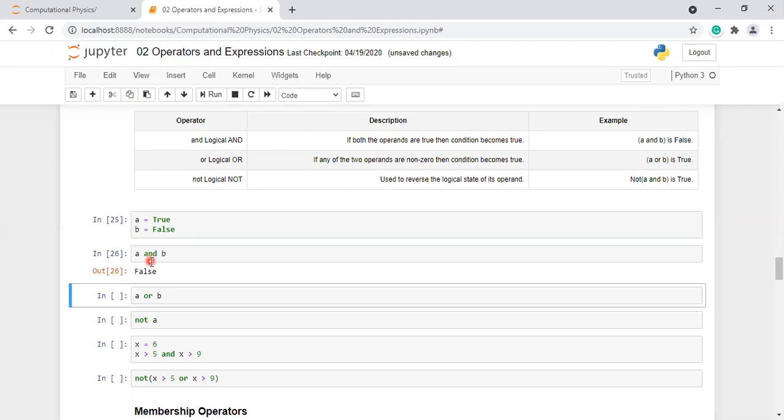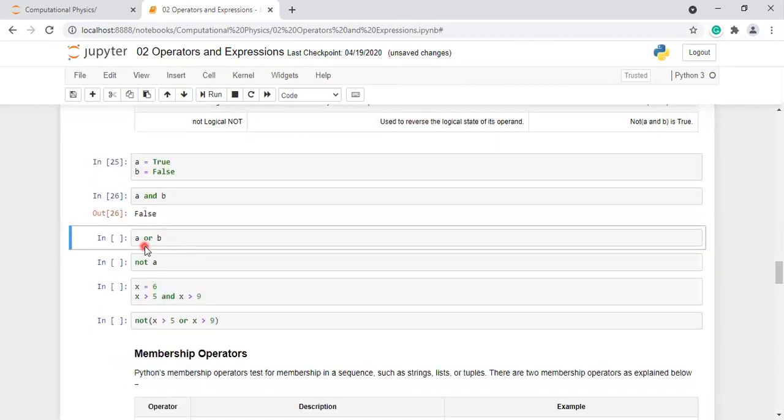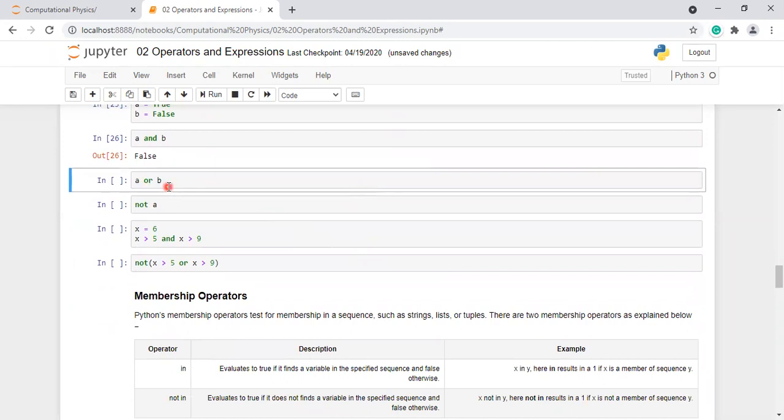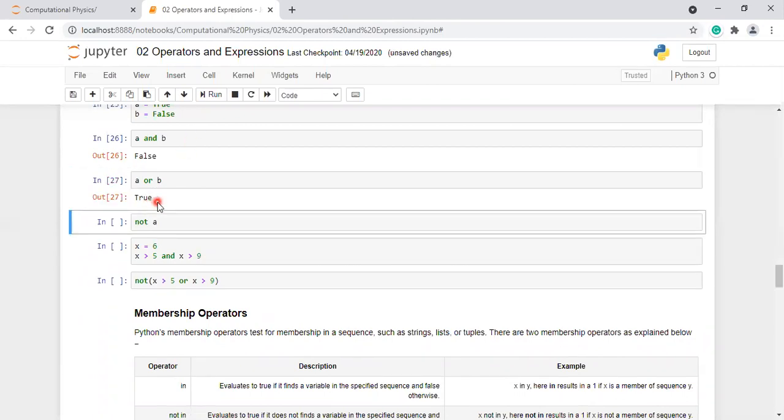The logic circuit and gate. A and B are the inputs, true is 1 and false is 0. Next is the or gate, A or B. So the or is the logical or gate. If any of the two operands are non-zero, then the condition becomes true. So this is A or B. A is true, B is false. So this is like the or gate: one input high and one input low, what will be the output? True.